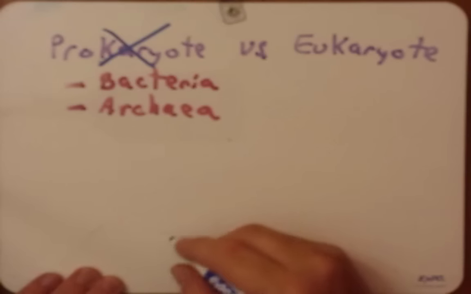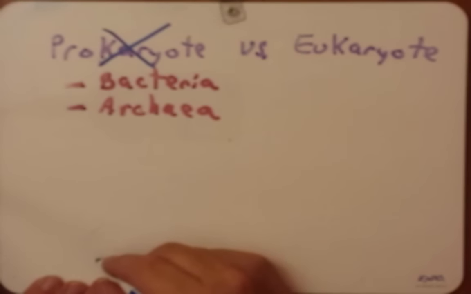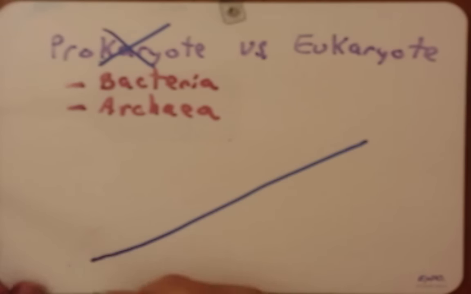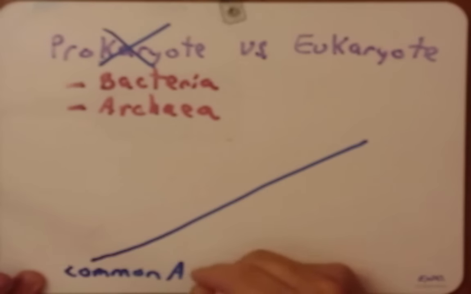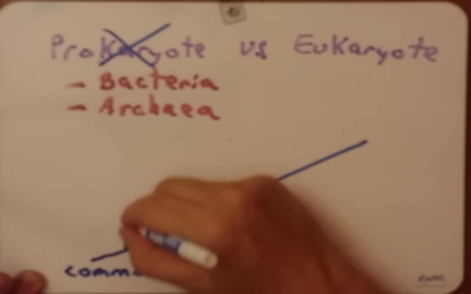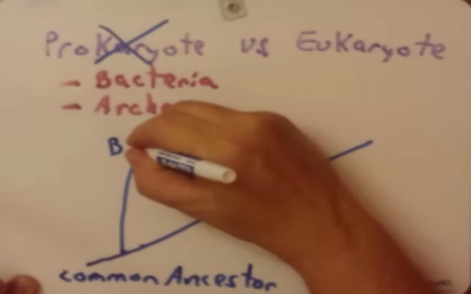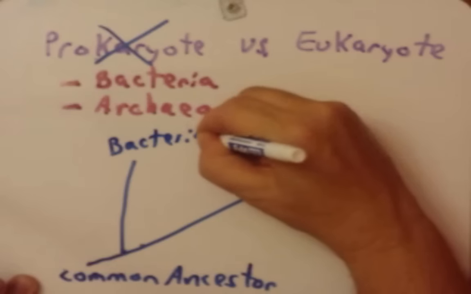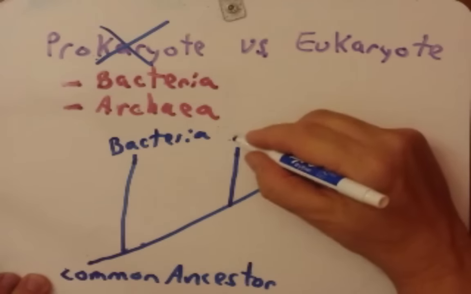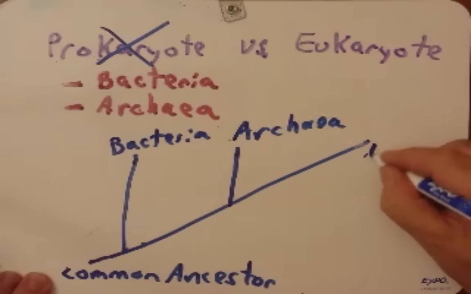I'm going to draw this in a different way, and this is a way we can represent how organisms diverge from each other. We know that at this point here in evolution, there was a common ancestor to all of life. We know that bacteria were the first to form. They're the most primitive. The next thing would have been these archaea. And then finally, eukaryotes.